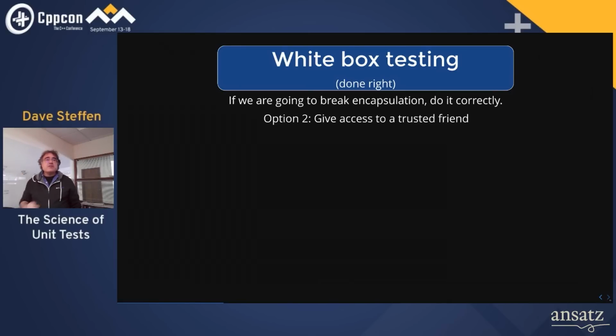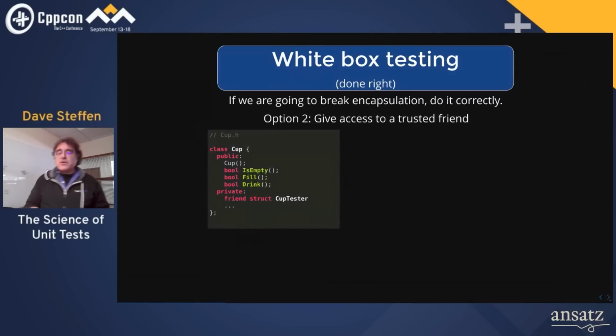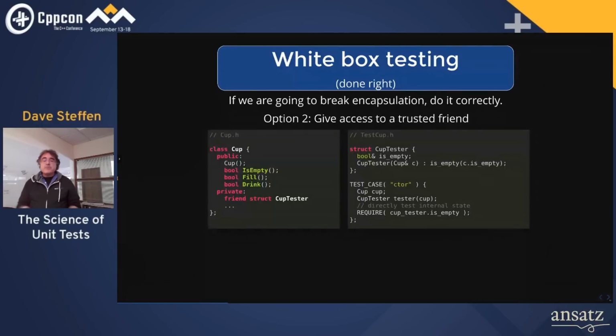You break encapsulation using a friend class. So over here, I don't know if you can actually see my cursor, we had a friend declaration. And then what we do is you define the friend, the cup tester, whatever it is. You define that in your test suite. And then because it's a friend, it can get in and fiddle around with the guts of your cup class. Now you can do white box testing.